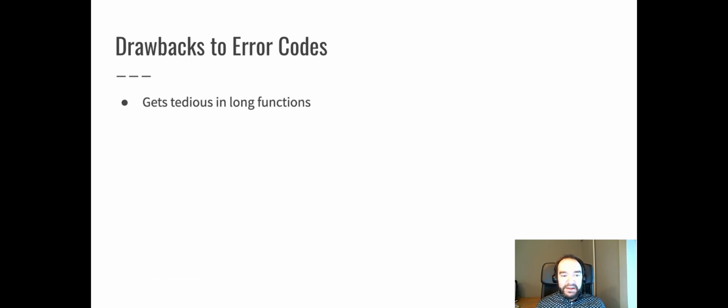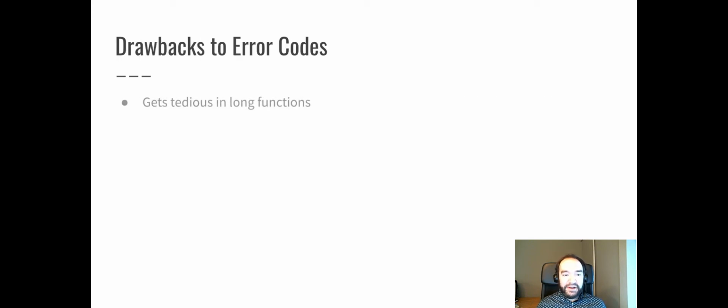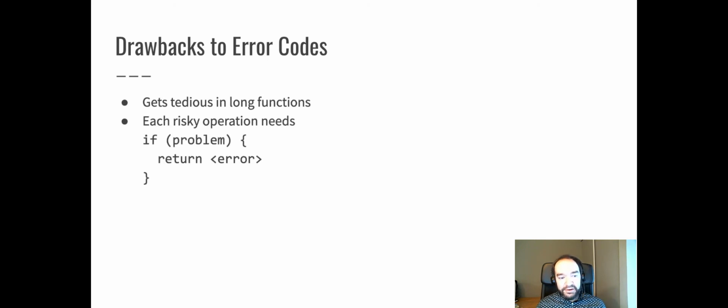For one thing, it gets tedious in long functions. The readInt function here only has to check for an error once. However, in longer or more complicated failure-prone operations, sometimes you might have to check for an error 5 or 6 or 10 times, and it gets tedious to write this if there's an error, then return something. Every one of these risky operations has to write an if like that.